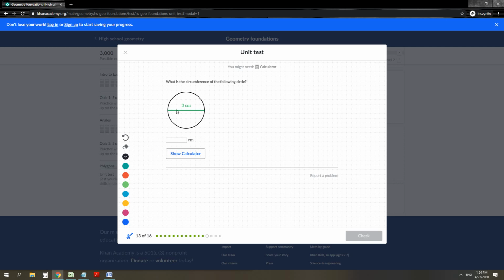Next question. What is the circumference of the following circle? Well, remember pi is just the ratio of the circumference to the diameter. In fact, this is actually what pi equals: the circumference of a circle divided by its diameter. Well, in this case, I'm going to multiply both sides by the diameter. And now I've got the circumference all alone. So if I do 3 times pi, I'm going to get the circumference.